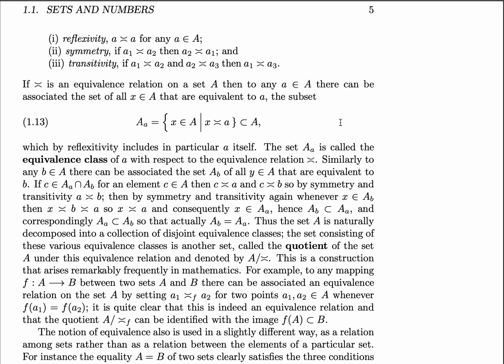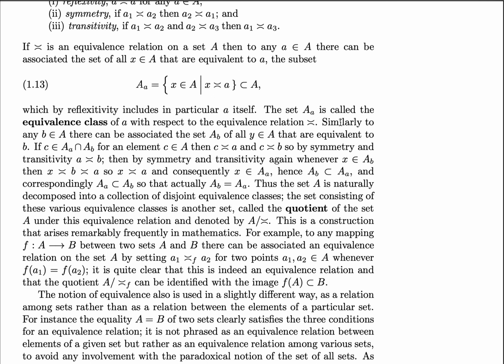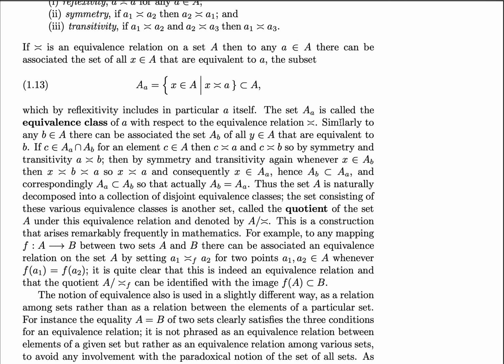and you can consider any elements in your set A. If this equivalence relation is in fact an equivalence relation on a set A, then to any a in A there can be associated to that element a the set of all other elements x in A that are equivalent to a. Namely, A sub a is going to be the set of all x in A such that x is equivalent to a, and you can clearly see that's a subset of A, but they may be equal. In particular, by reflexivity, we have that a is for sure an element of the subset A sub a. This set A sub a is called the equivalence class of a with respect to the equivalence relation.